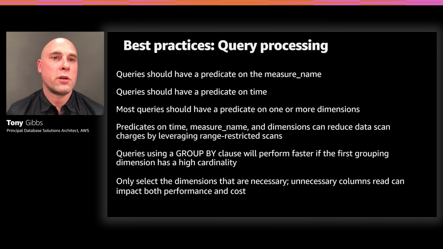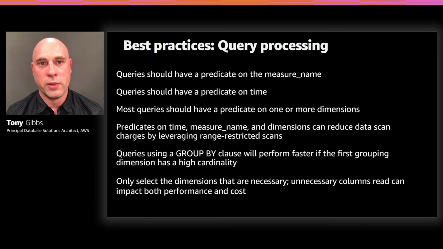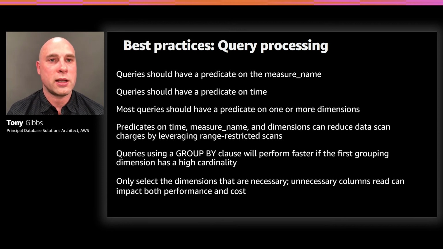So just going over a handful of best practices. If there are predicates on those things like measure names and time and dimensions, those can reduce the amount of data scanned. So we will leverage those predicates to reduce that data, which obviously helps with performance, but it also does help with the amount of data scanned.